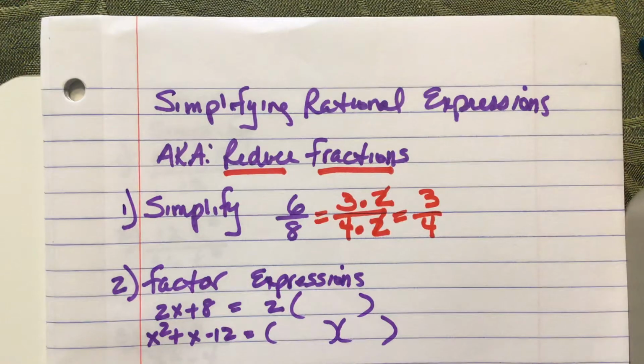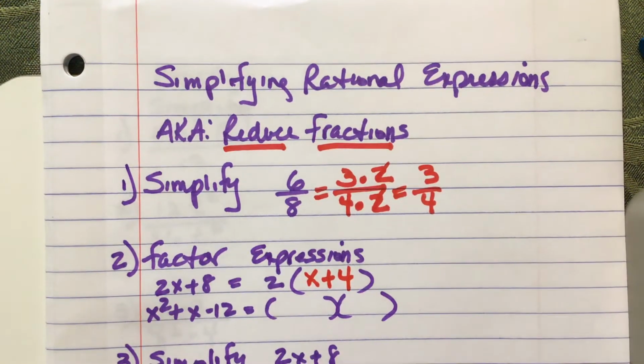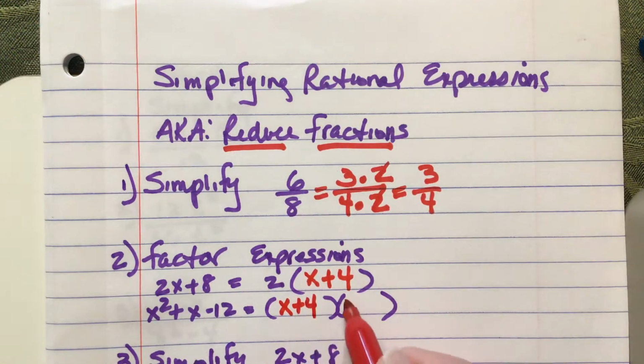So let's look at first with factoring a couple expressions here. So my first one says 2x plus 8. And I'm going to say that equals 2 times x plus 4. And then I have x squared plus x minus 12. I'm going to factor that, so it says x plus 4 times x minus 3. And I will check my middle term. 4x minus 3x gives me a positive x, so that works out well.